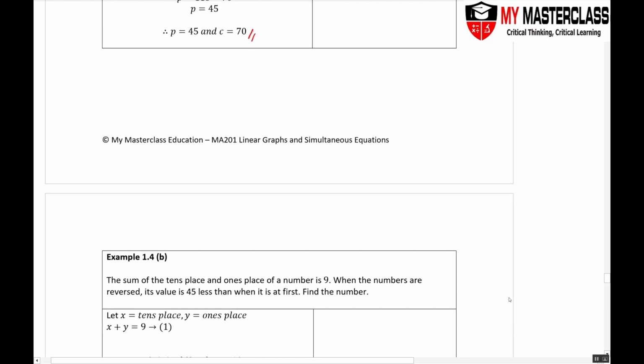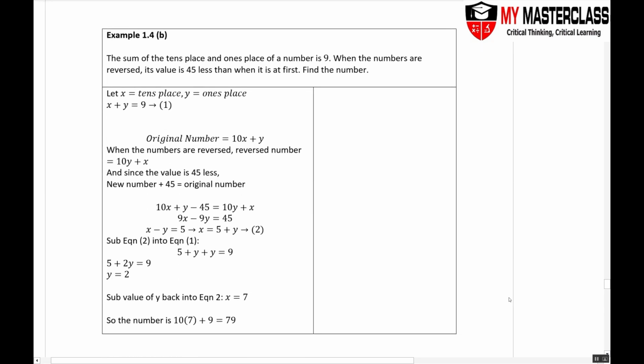Now, if we look at the example below, it's the same thing, just a more complicated example, but we still use the simultaneous equation concept. The sum of the tens place and the ones place of a number is 9. When the digits are reversed, its value is 45 less than when it was at first. Find the number. We let x be the tens place and y be the ones place. Since they tell you the sum of the tens place and ones place of the number is 9, x plus y equals 9.